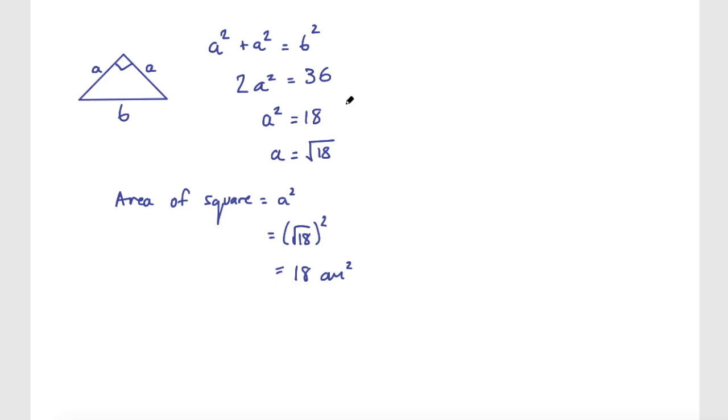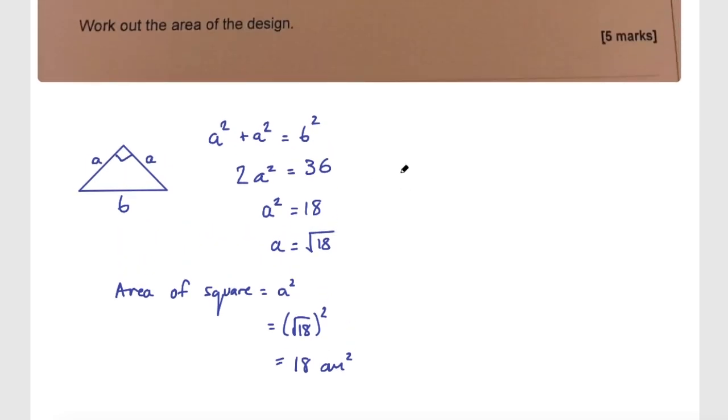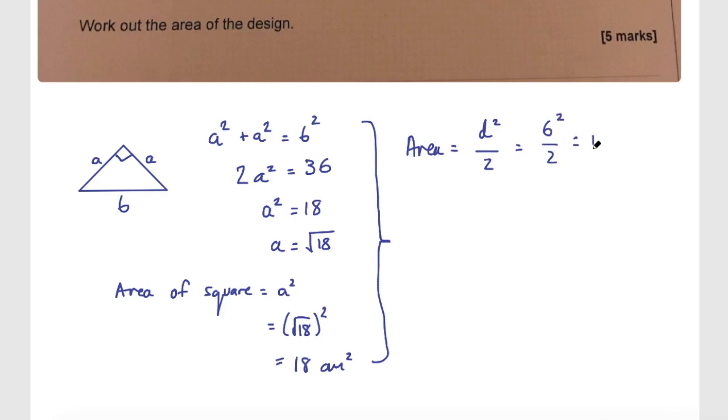There's actually a shortcut. If you're given the diagonal of a square, you can skip all of these steps and take the diagonal, so the area is going to be the diagonal squared divided by 2. That's a formula to find the area of a square given the diagonal of the square. So we know the diagonal is 6, 6 squared divided by 2, so 36 divided by 2 is 18. So there's a little shortcut if you knew that formula already.